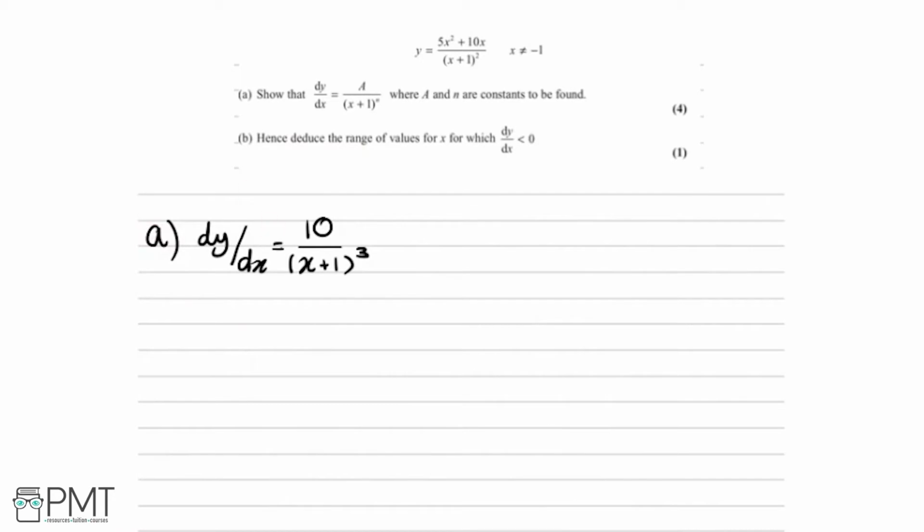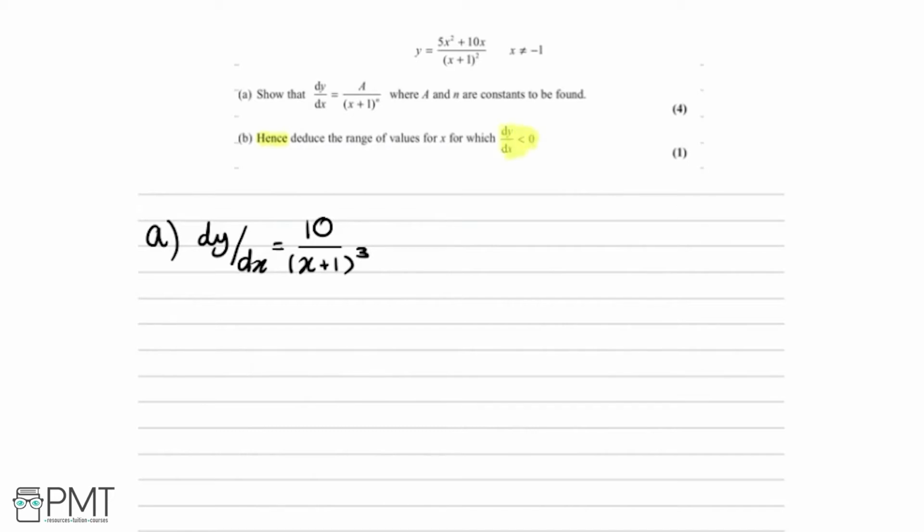Right, so we worked through part A and we found out what dy by dx is. Now we're going to work through part B. And part B says, hence, find the range of values for x for which dy by dx is less than 0. And this is just a 1 mark question. We can see the question uses the word hence, so it means that we need to use what's in part A, our answer from part A, when trying to answer part B.